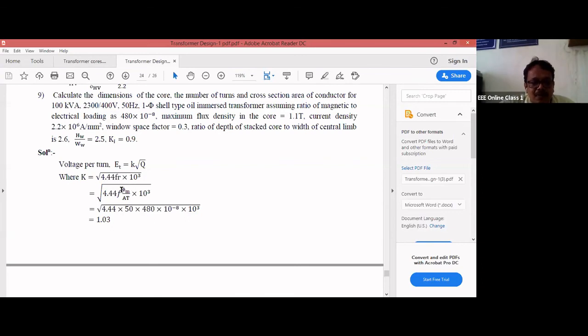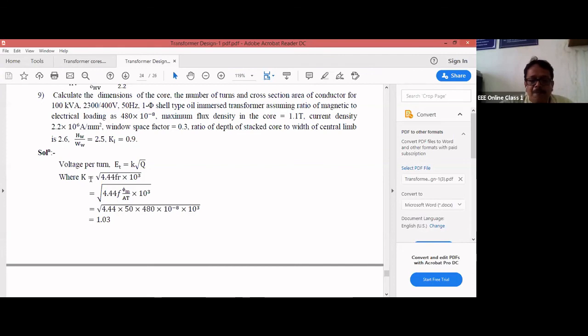So phi m corresponds to magnetic loading and AT corresponds to electrical loading. So you have to use this equation. The ratio of magnetic to electrical loading, phi m by AT, is 480 into 10 power minus 8. Substitute this ratio here: 480 into 10 power minus 8 into 10 power 3.